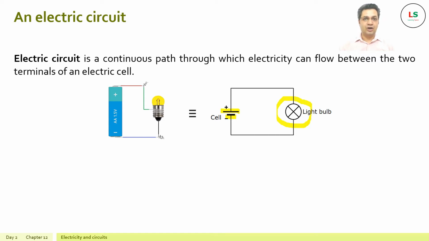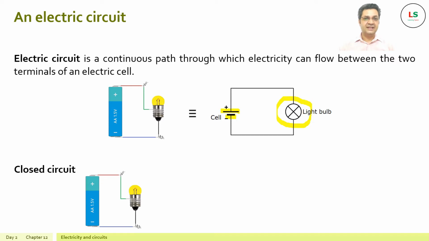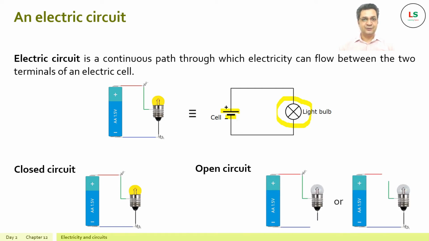Circuit can be open or closed. If it is a closed circuit, it allows continuous path for the electricity to flow. But if the circuit is open, it won't allow a continuous path for the electricity to flow. So either the positive may be connected and the negative disconnected, or positive disconnected and the negative connected. The bulb glows only when the electricity flows. That means the current flows through the circuit.